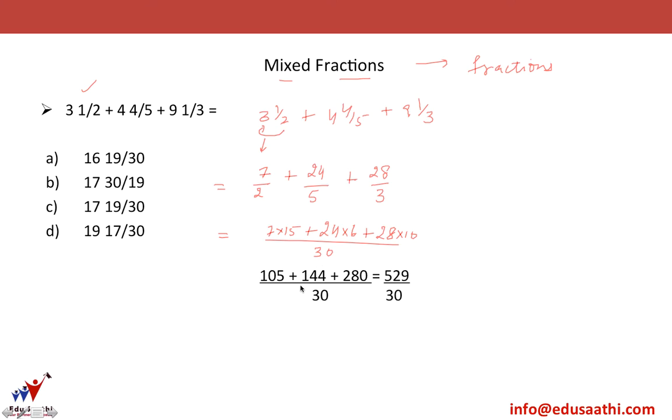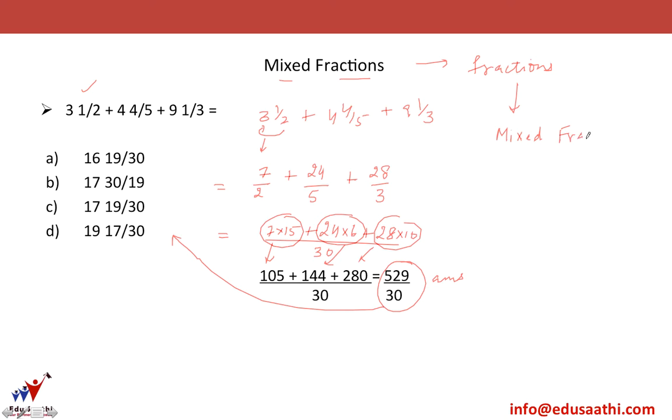So I'll get the answer as 105 plus 144 plus 280. 105 is nothing but 7 into 15, 24 into 6 is 144 and 28 into 10 is 280, divided by 30. So I get 529 by 30 as my answer. But if we see the answer options here, the answer options are also in mixed fractions. So now what we'll do is we'll convert the fractions back into mixed fractions.